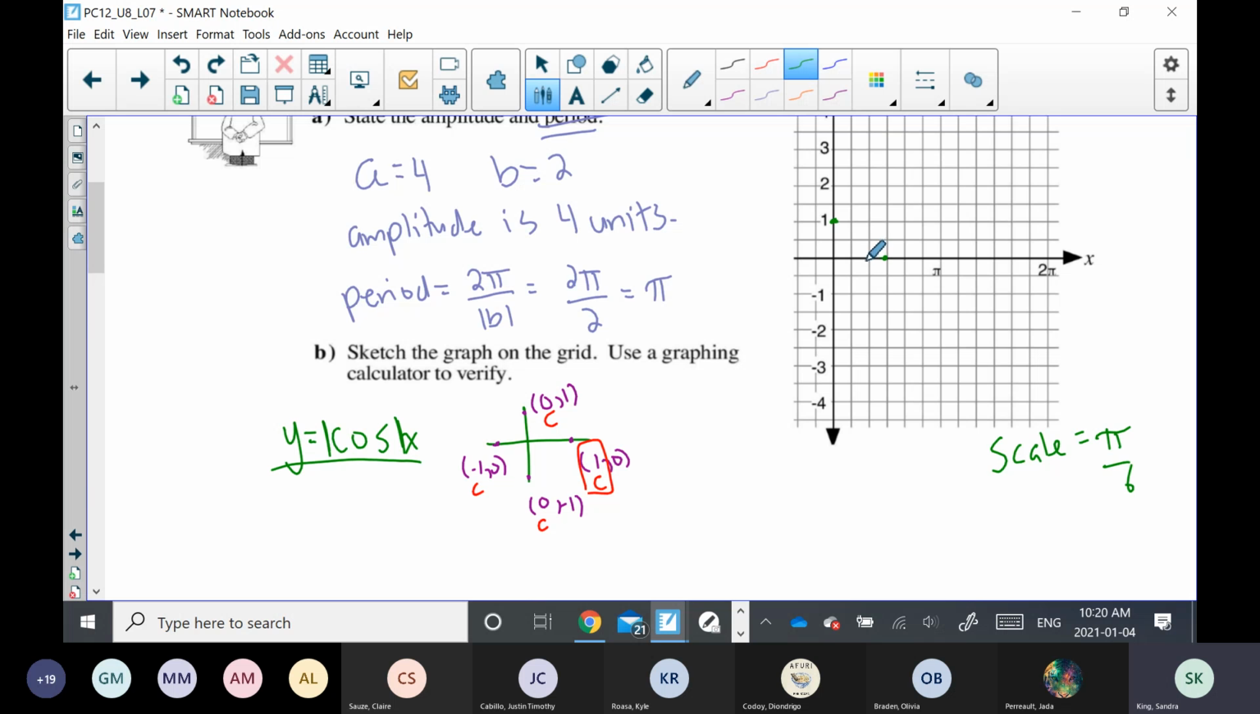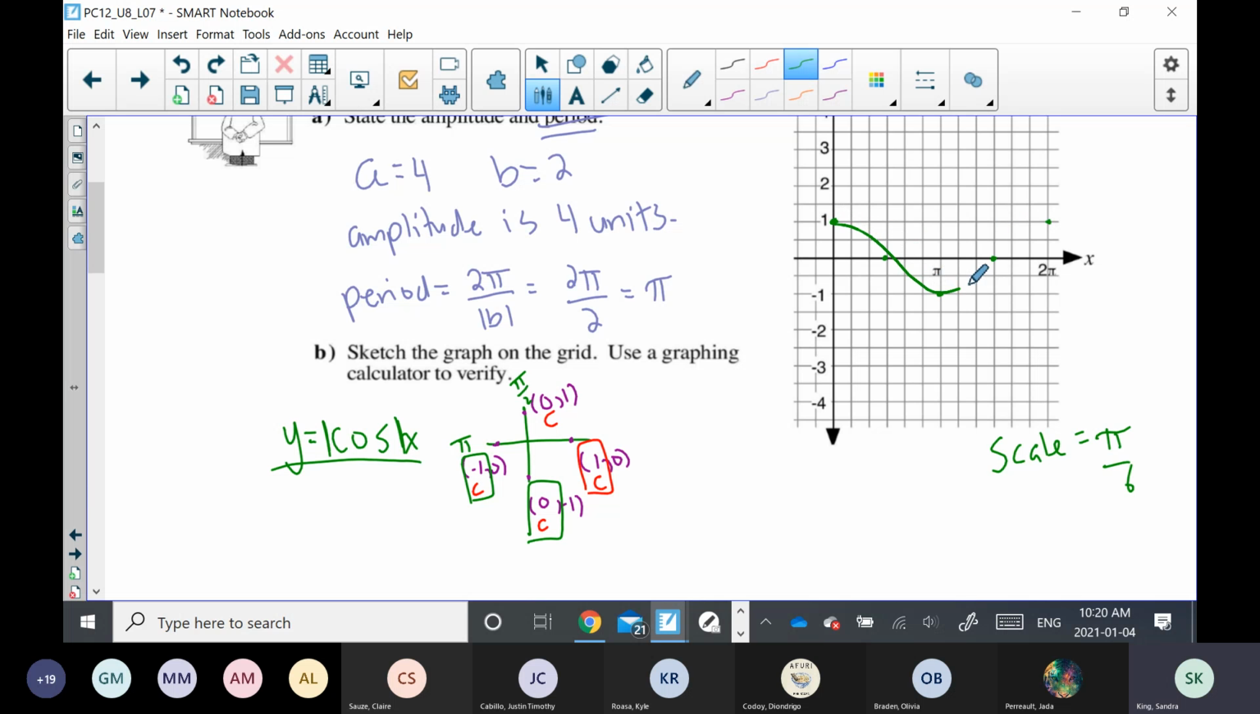1 pi over 6, 2 pi over 6, 3 pi over 6 is the same thing as pi over 2. And then at pi, so here at pi over 2, we're back to 0. Here is pi radians over here, cos is negative 1. At 3 pi over 2, cos is 0. So again, halfway between these, which would be right here, cos is going to be 0 at 3 pi over 2. And then back to 2 pi, cos is going to be at 1.